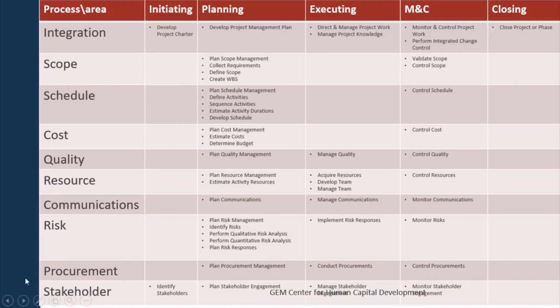That brings us to our process table. As you can see from this table, we have a tabular presentation of the 49 processes as they fall into the various process groups. You can see the listing of process groups across, horizontally on top of the table, and as they fall into the various knowledge areas, which you can see as they are listed vertically on the left of the table, in the rows of the table. Let me use an analogy to explain this table.